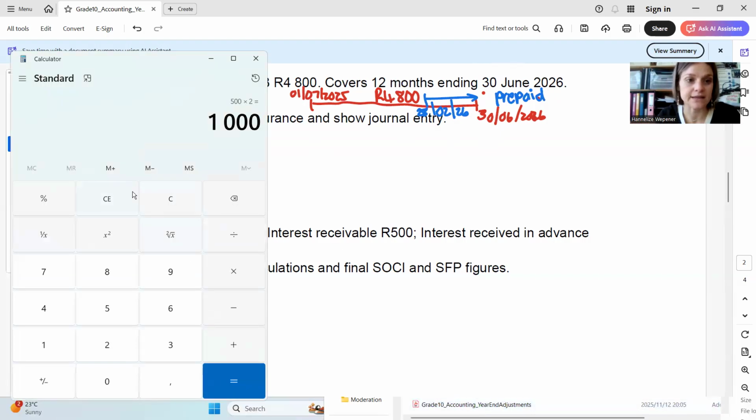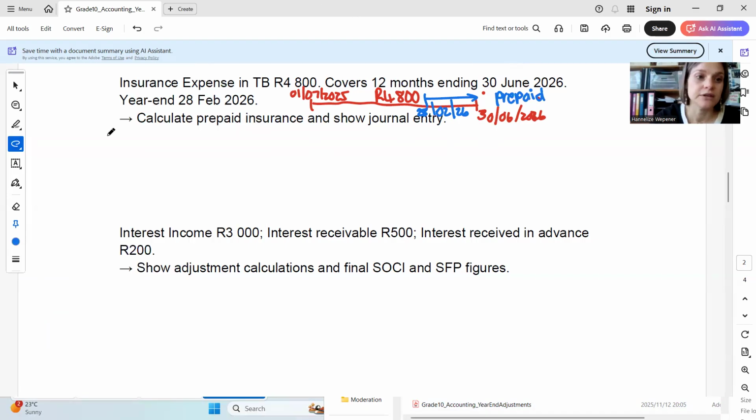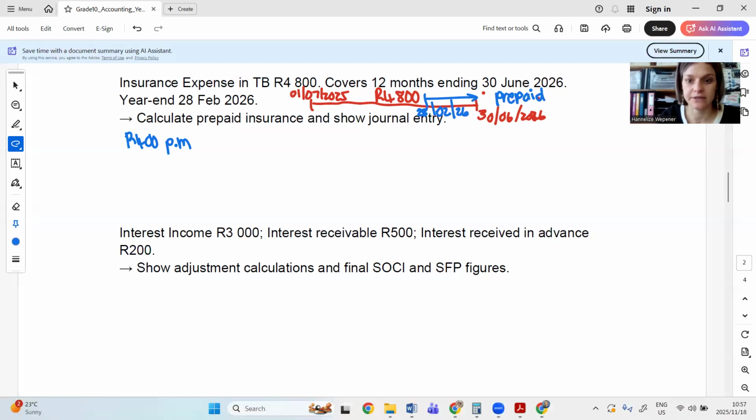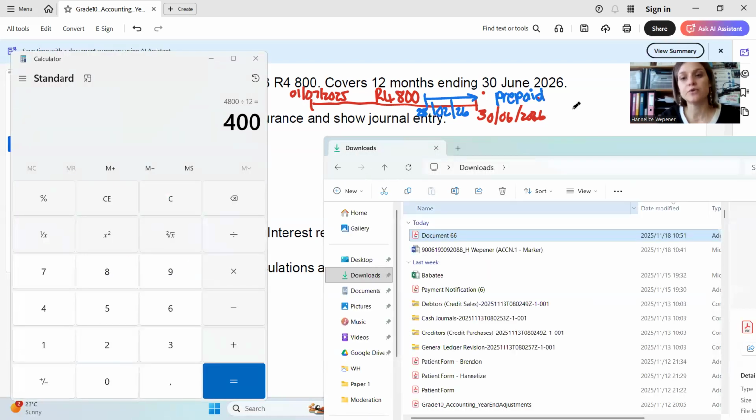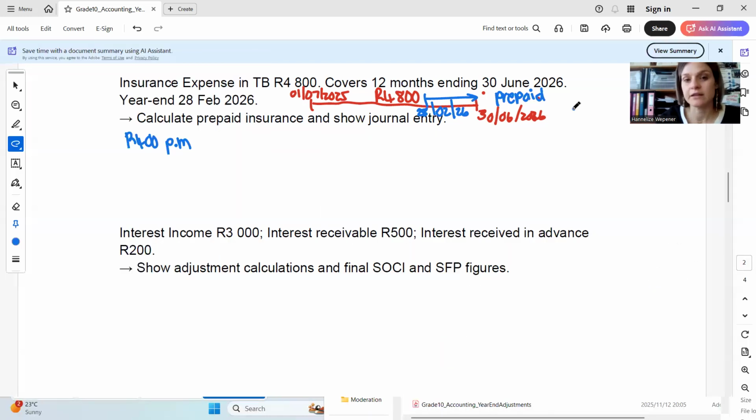So I'm going to get my calculator here. So it's 4,800 is the total that I paid, divided by 12 to get the monthly amount. So this was 400 Rand per month. Per month. That is correct. Okay, paranoia kicking in. Yes. Okay, so 400 per month.